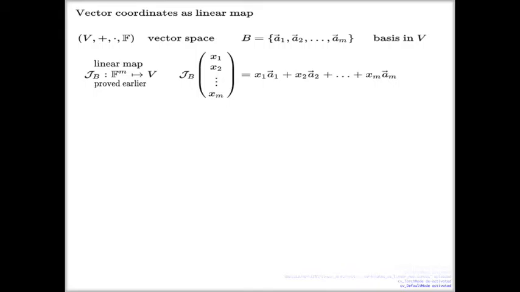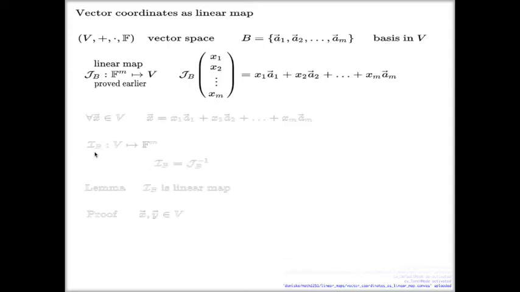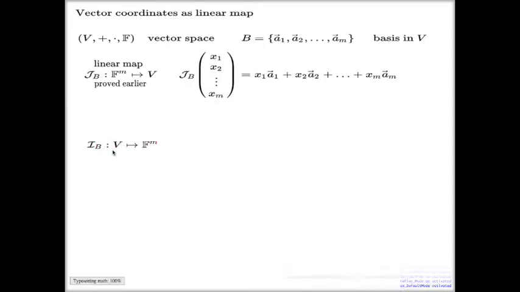In conjunction with this map, I'm going to introduce a new map, which I'm going to call I sub B. They come in a pair. In fact, it will be the inverse of my J. Look at what it's going to do. For any vector x in your vector space, given that this is a basis, we know that my vector admits a representation like this, as a linear combination of elements of my basis.